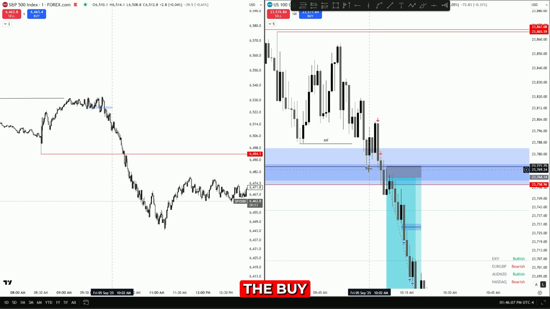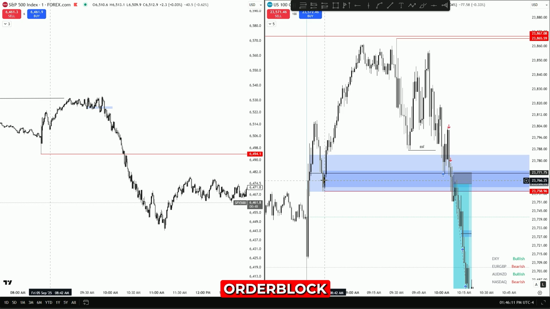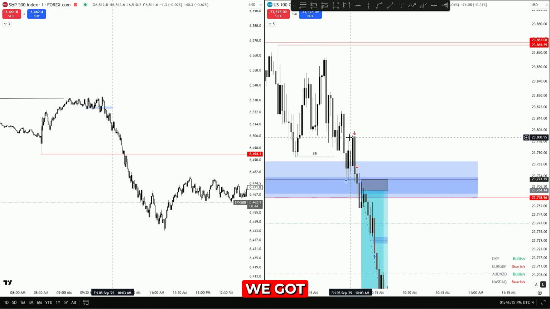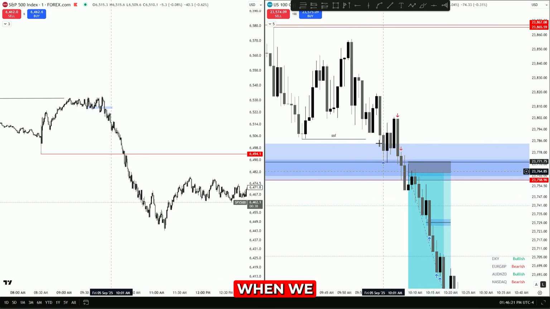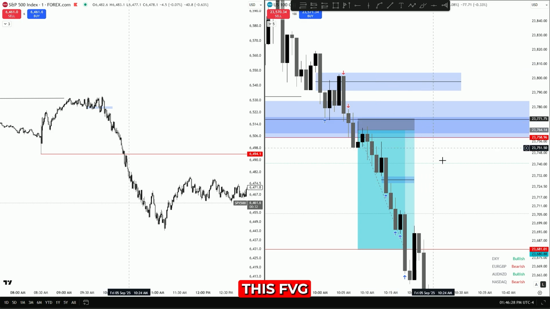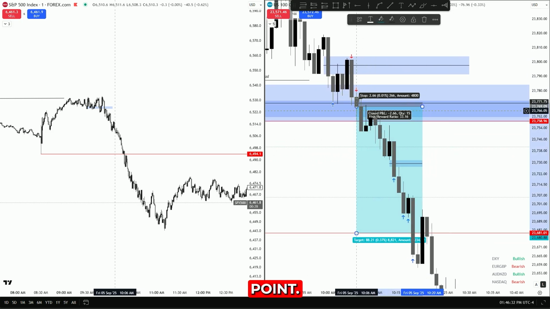We took the buy over here, and the reason behind that buy is quite simple: I got this order block and high time frame FVG in alignment, and you can see we got some reaction as well, but it got stopped out by the market. When we got stopped out, I was pretty sure we were expecting this FVG, and we took sells over here at this point.